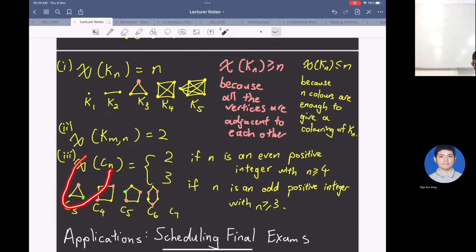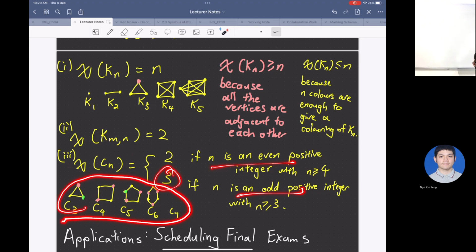And then the chromatic number of a cycle depends on how many vertices you have. It is 2 if n is even, it's 3 if n is odd. You can look at this example here. Try to work out a few examples to see.